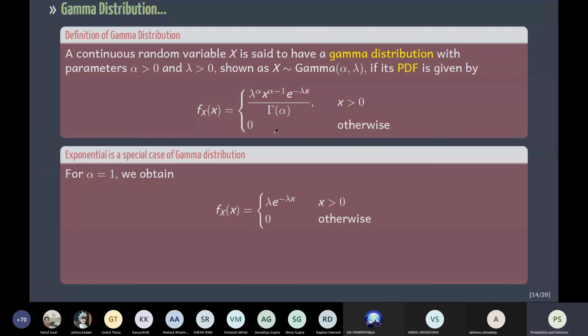And if we set alpha equals 1, you will immediately realize that this will be 1 factorial here, and you will be left with just lambda e to the minus lambda x. Now recall what this was. This was the familiar exponential that we did, right? We have done uniform, exponential, standard normal, and then we are doing gamma. So we immediately notice that if alpha is 1, then it's nothing but the exponential distribution.